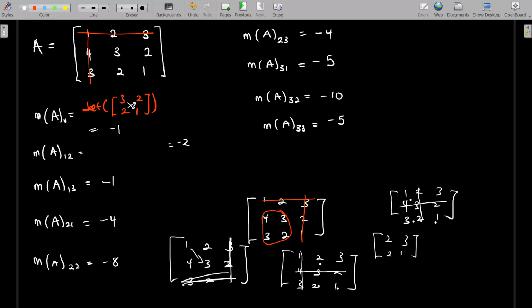Let me clean this one. It's negative 2. So you had negative 2 here. This gave you negative 1. So all these are the minors of this 3 by 3 matrix. Okay, so that is how you find the minors of a matrix.